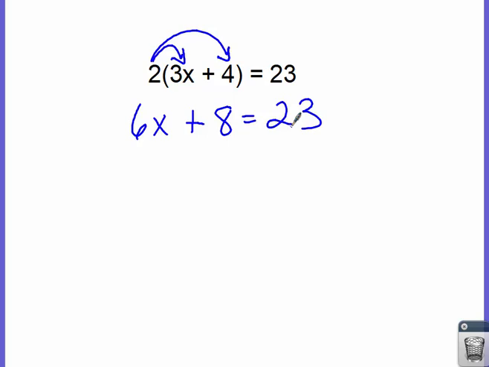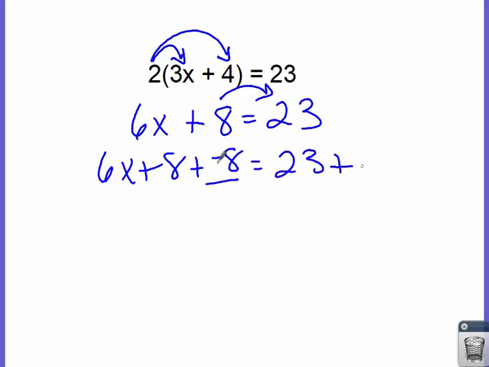Now that we've gotten rid of the parentheses, it looks like just a regular 2-step equation. Get the letters on one side. If you'll notice, there's only one letter, so they're already together here on the left. So I just need to move my 8 over to be with the 23, and I do that by adding the opposite. So I do 6x plus 8 plus its opposite equals 23 plus, well, the negative 8 is what I added on the left, so I need to add it on the right as well. Now my 8's go away. I'm left with 6x equals 23 plus negative 8, which gives me 15.